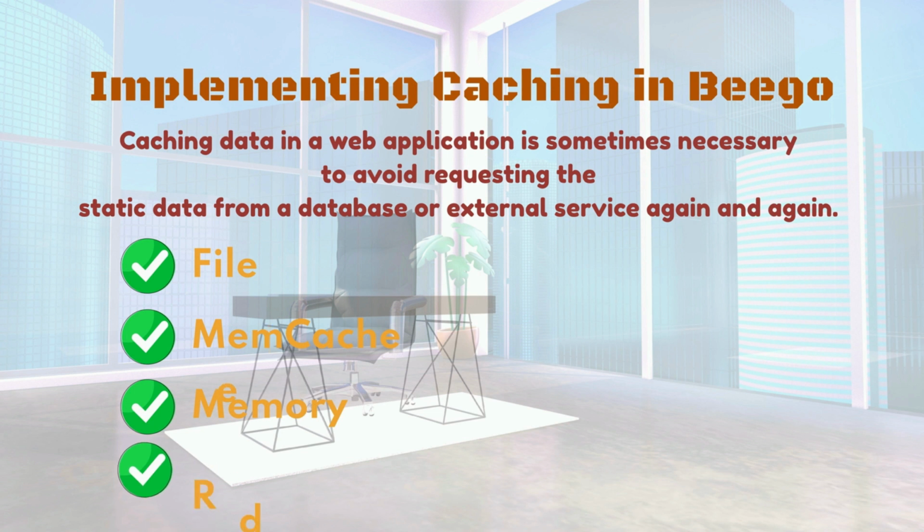Beego supports 4 cache providers: File, Memcache, Memory, and Redis. In this section, we will be working with the framework default cache provider, which is a memory cache provider.